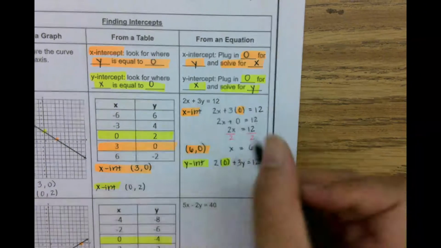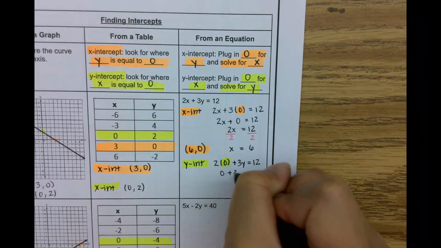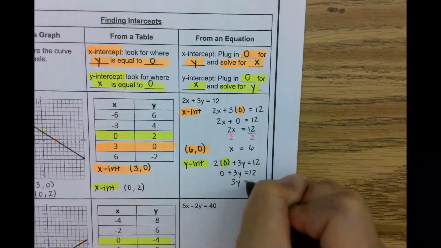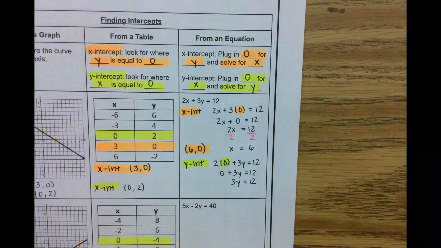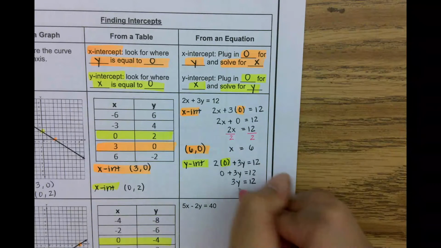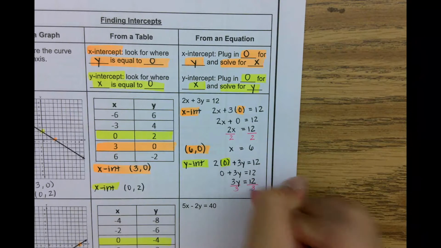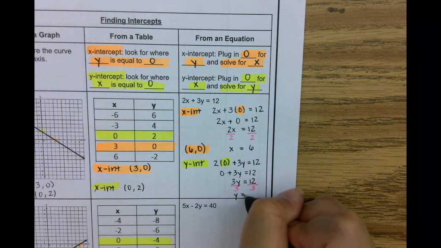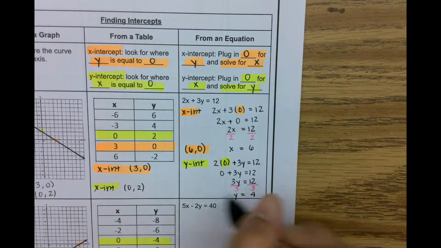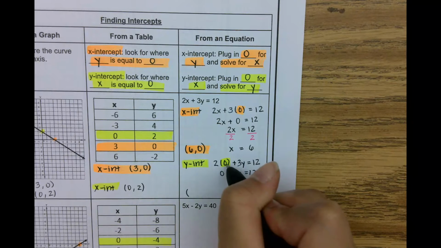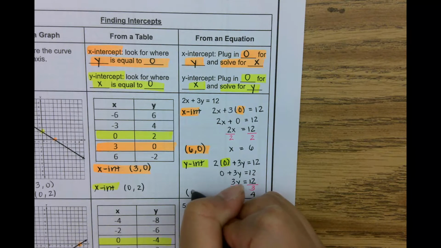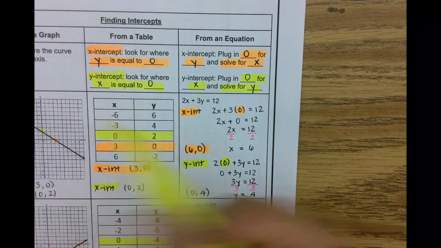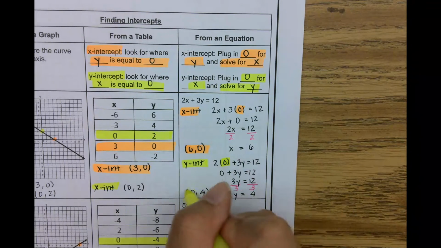Okay, 2 times 0 is 0. 0 plus 3y is 3y. Because this is 3 times y, I'm going to get rid of it by dividing by 3. 3 divided by 3 is 1, so 1y. 12 divided by 3 is 4, so y equals 4. For the x, I plugged in 0 to solve for y, and the y I solved for is 4. And so here is the y-intercept.